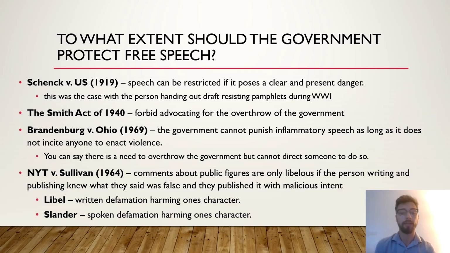In its 1964 ruling, we see comments about public figures are only libelous if the person writing and publishing them knew what they were saying was false and published it with malicious intent. What does that mean? What is libel and slander? For one, libel is written defamation harming one's character. It is when an individual publishing, say the New York Times, knowingly reports false information with malicious intent.